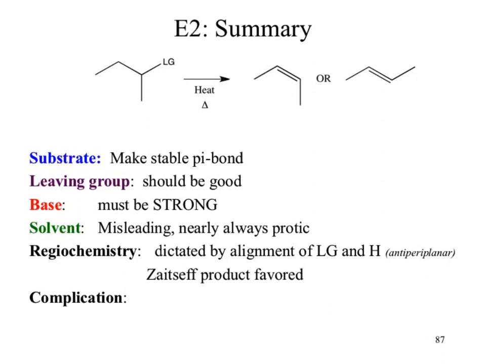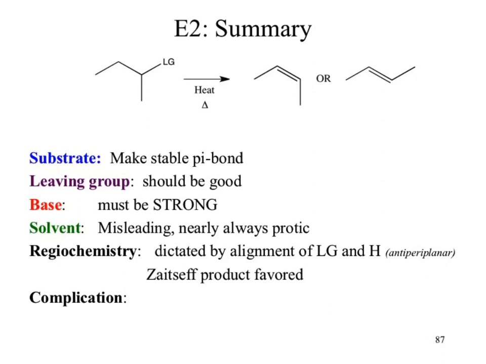Regiochemistry, okay, it's dictated by the alignment of the leaving group and the hydrogen. Okay? We have to have that anti-periplanar alignment. So we can get trans, we can get cis. It all depends on the alignment of your hydrogen and your leaving group. They must be anti to each other. If they're not, we don't get the elimination.